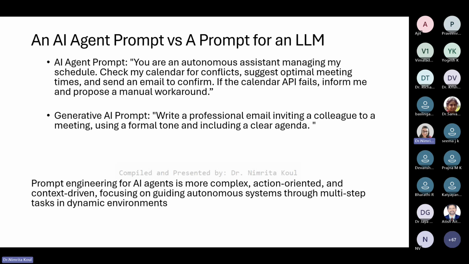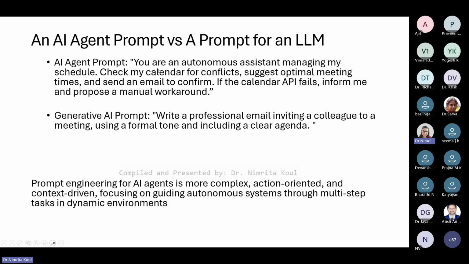Here's an example for an AI agent's prompt and a generative AI LLM's prompt. Let's first look at the prompt for just a text generator. Write a professional email inviting a colleague to a meeting. Use a formal tone and include a clear agenda in my email. This is a clear prompt. It's a specific prompt. It's a to the point prompt. It's providing the context. This prompt follows all the principles of good prompt engineering, and it is a prompt for a text generator, an LLM.